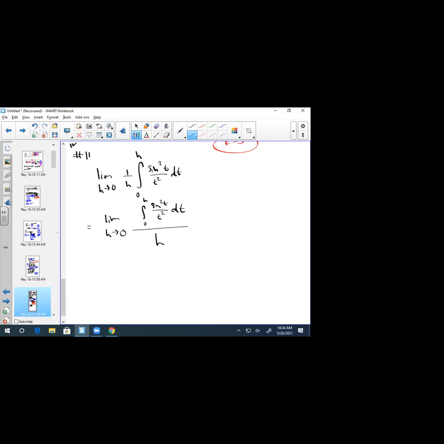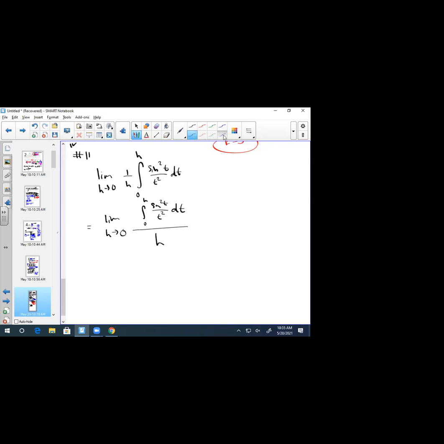And now check this out. When I use direct substitution, the numerator is just 0, right? Because as h approaches 0, if I plug in 0 for h, it's the integral from 0 to 0 of something dt. Well, that's obviously going to be 0. And then when I plug 0 for h into the denominator using direct substitution, I get a 0. So I have 0 over 0.